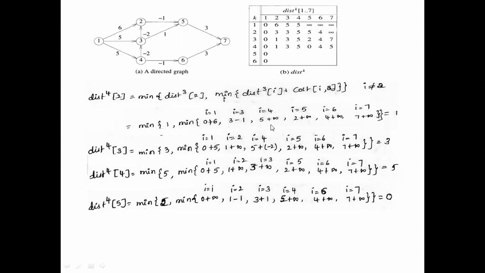From 6, we don't have a direct edge. From 7 also, we don't have a direct edge to 5. So it will be infinity. So the minimum value is 0.